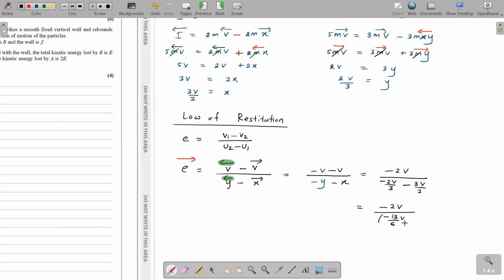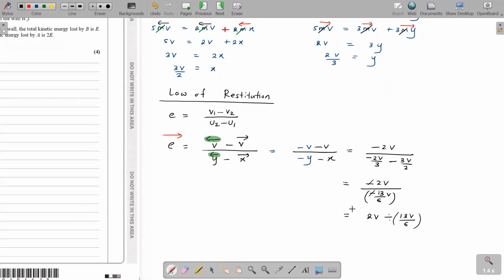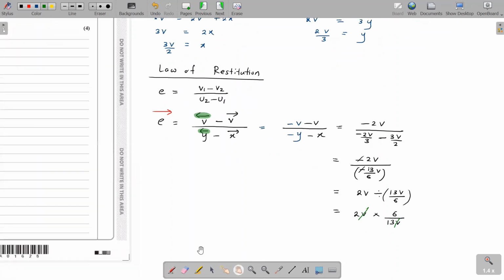Minus 13V over 6. So actually you can see minus divided by minus, I could remove it. 2V divided by 13V over 6. Which gives me, you can do these, remove certain steps. I'm writing some extra steps for everyone to understand, but if you do know the short way, please do. V to V cancels out and I get 12 over 13 as our E value. Is this clear?